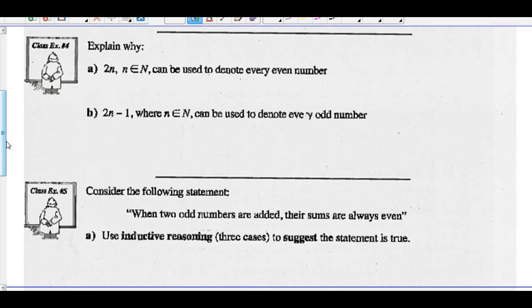So explain why 2n can be used to denote every even number. Well, every even number is divisible by 2. And 2 times n makes every number divisible by 2.